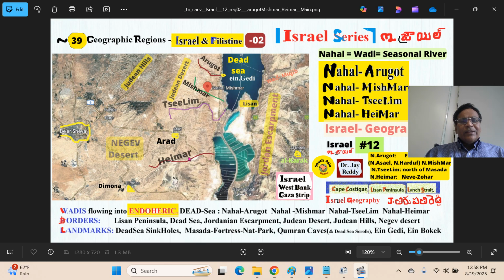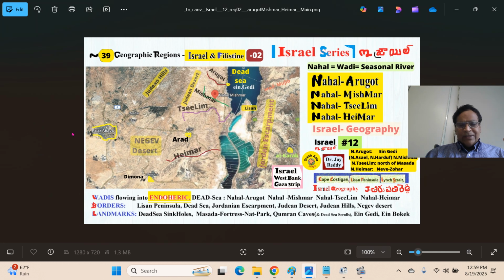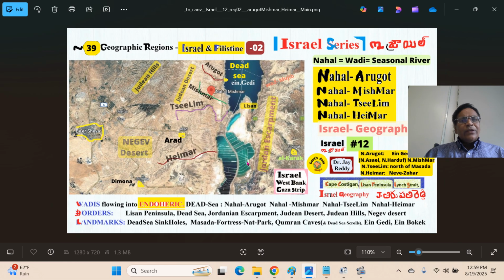These are the borders of the region. This is the Heimar Wadi, this is the town of Arad, and this is Beersheba, the big urban conglomeration in the Negev desert region, the southern district of Israel. There are about 6+1 districts in Israel. In the valley of Beersheba and the valley of Arad, south of Arad town, there is the Heimar Wadi. North of Arad town, there is the Tseelim Wadi. Then you can see the Mishmar Wadi and the Arugot Valley Wadi.